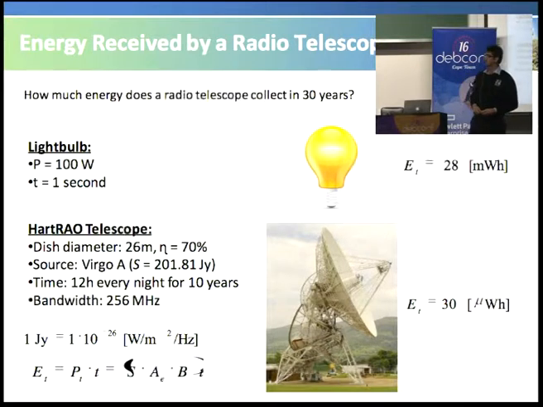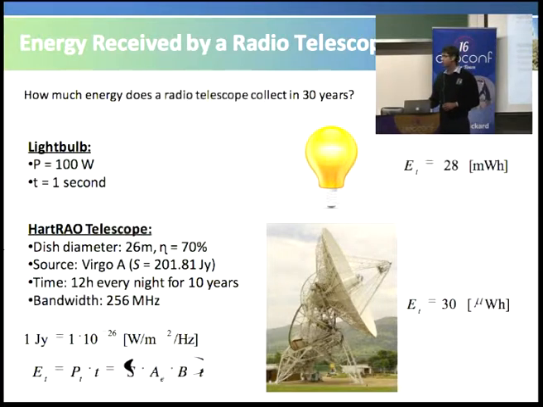To sort of try and put this in perspective, imagine a 100-watt light bulb that you turn on and off. So on for a second, you burn about 28 milliwatt hours of energy. If we run a 26-meter dish, and we look at the brightest source in the southern hemisphere, Virgo A, 12 hours every night for 10 years, you'll only collect a thousandth of that energy. So these things are really, really sensitive.